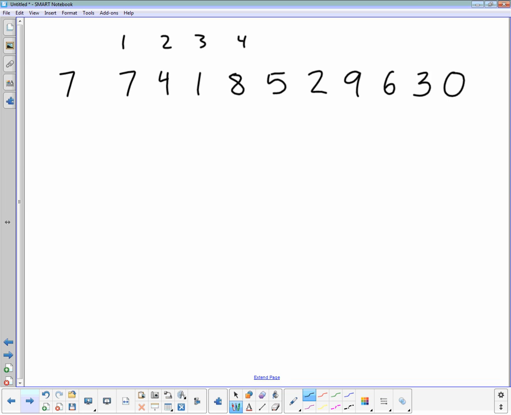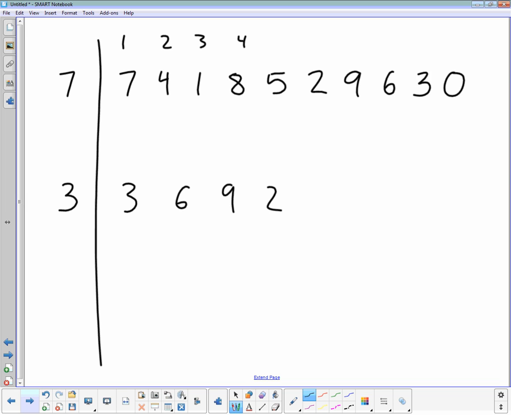But look at, say, the 3's times table. Okay, so what do we have? We have 3, 6, 9, 2, 8, and 0. All of the numbers are represented.